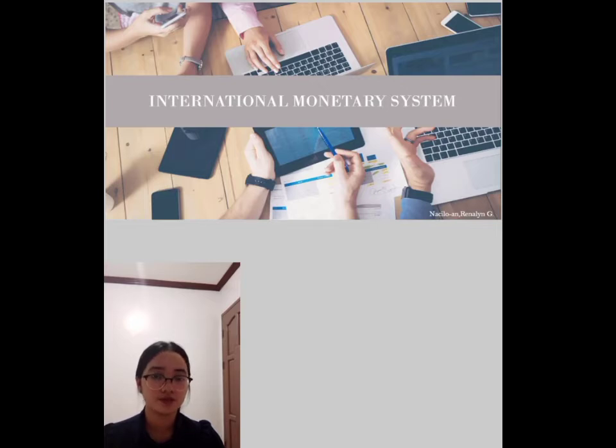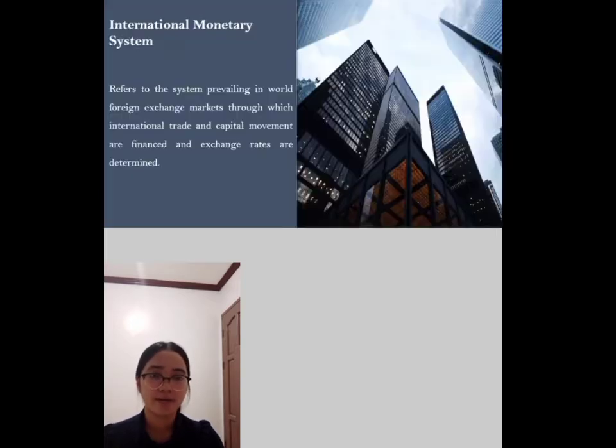So what is the International Monetary System? It refers to the system prevailing in world foreign exchange markets through which international trade and capital movement are financed and exchange rates are determined. So, the International Monetary System governs the use and exchange of money around the world and between countries.